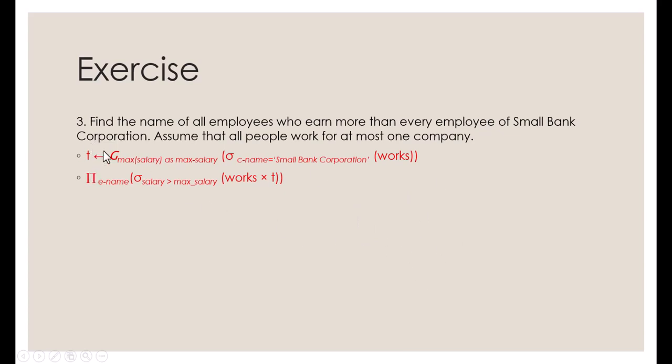Okay, so we're taking that T, taking a Cartesian product between that and works. Okay, so salary is from works. So the salary of this person who's working, it doesn't really matter where they're working. And if they are making more than max salary, which is the maximum salary from whoever works in this bank, right? Yeah, so if they make more than whoever makes the most from Small Bank Corporation, that means that they're making more than every employee in Small Bank Corporation, right? Okay, so then we want to return the name of this employee. So that's why we have this.